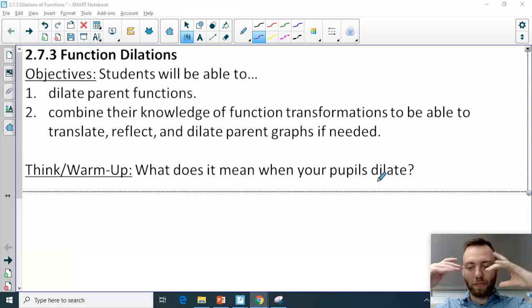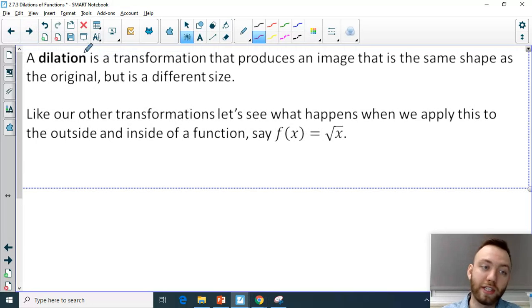Your pupil doesn't change from a circle, right? It just gets bigger and smaller. And that's exactly what a dilation is. So a dilation is a transformation that produces an image that is the same shape as the original, but is a different size. So in graphing, you could think of it as stretching or compressing, right? So we're just multiplying values.